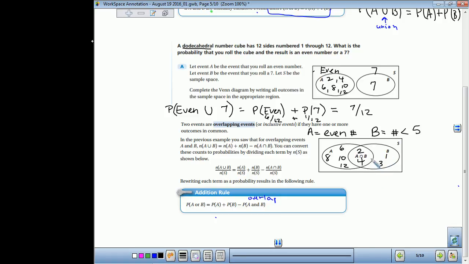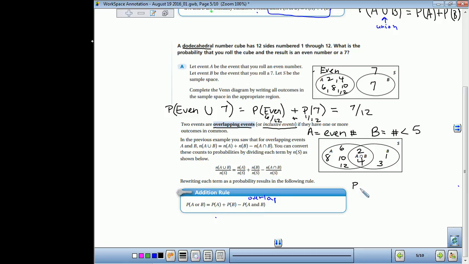So what do we do when there's overlap? When there is overlap, when the events are not mutually exclusive, we have overlapping events. These can be called inclusive. If it's not mutually exclusive, it can be called inclusive, meaning it can happen at the same time. Okay, so in our case, the probability of A or B would be the probability of A plus the probability of B, subtracting out the overlap. And we'll talk about why in just a second.